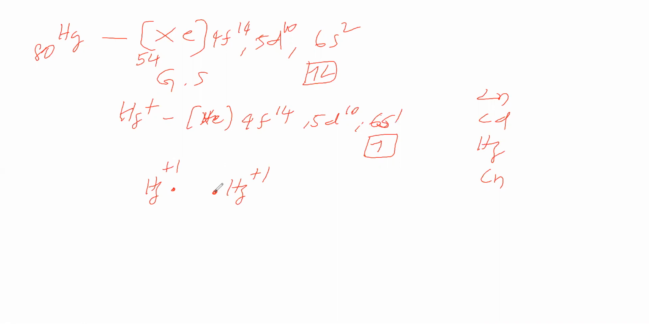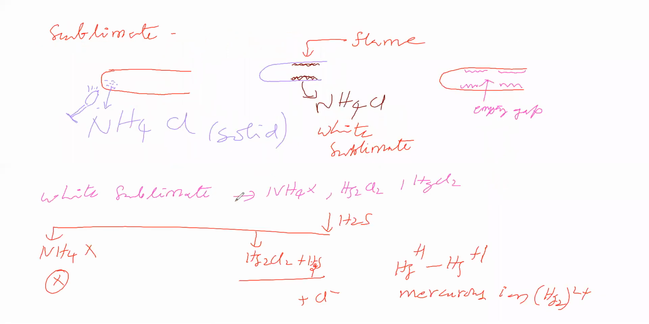Between these two unpaired electrons, a bond is possible. Therefore, mercurous ion exists as Hg+1 single bond Hg+1, that is Hg2 2+. Hg2 2+ is the mercurous ion.